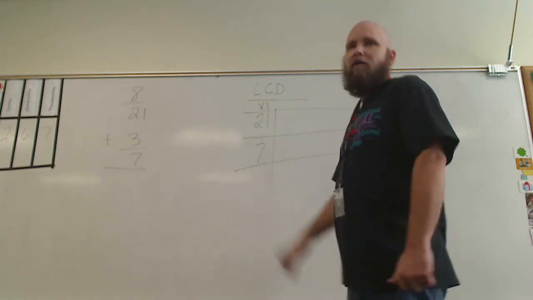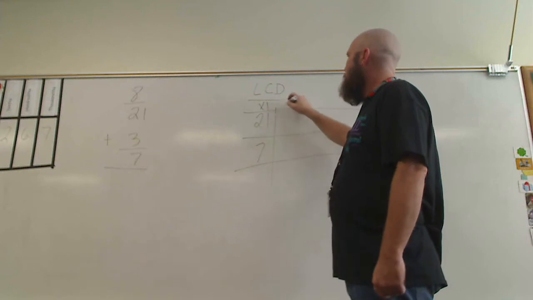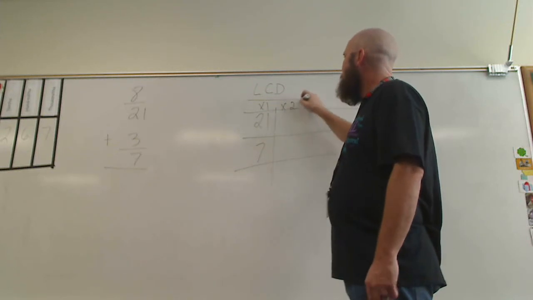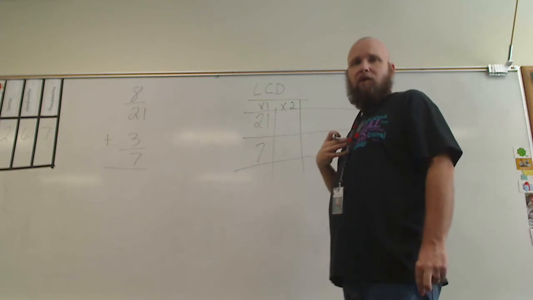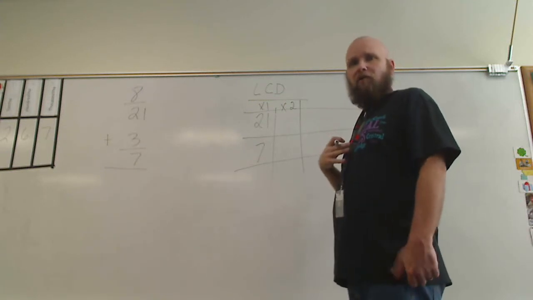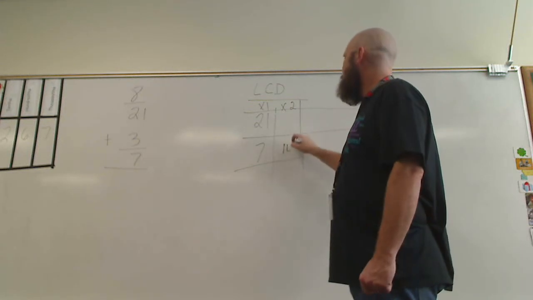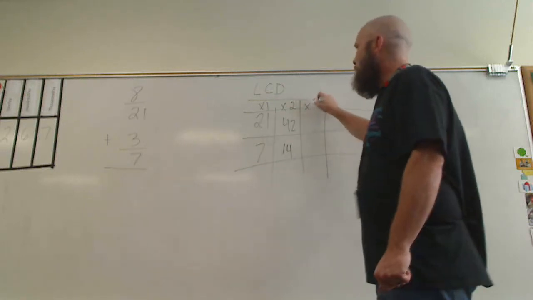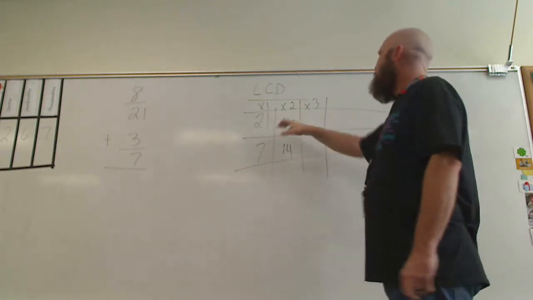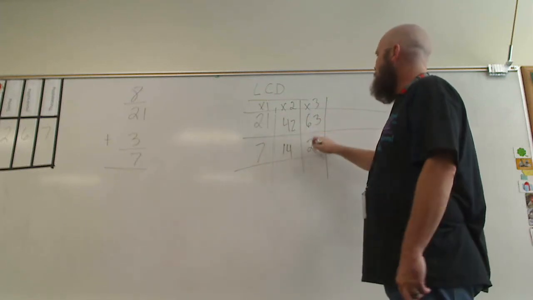We take both denominators, multiply by 1. We don't have anything the same. We multiply by 2. And I'm just going to go with my 7 because I know it goes into 21. So I know 21 is my common denominator, but I want you to see the process. So 7 times 2 is 14. That's 42. Multiply by 3. 21 times 3 is 63. 7 times 3 is 21.